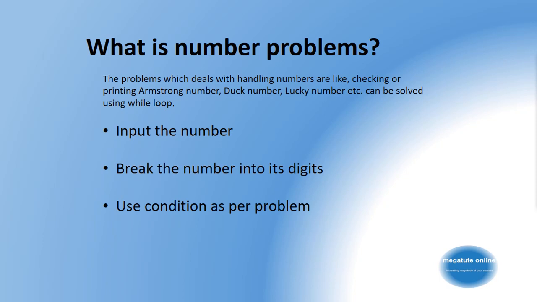These all can be used or solved using the while loop. All right. Now the step which we need to follow is simple. Just input the number, break the number into its digits, and use condition as per problem. Now input the number we already know, use condition that will come from the problem, and break the number into digits that we'll discuss.